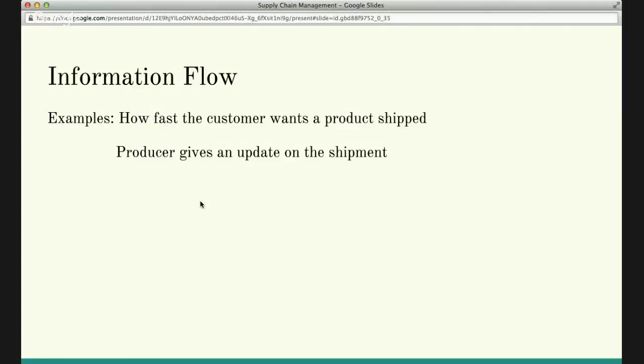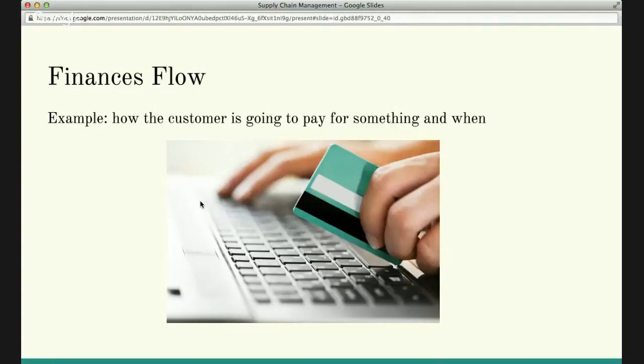And the third flow is the finances flow. And this is the credit terms or the payment schedules. So, for an example, the customer goes online to pay with a gift card, and that's the finances flow.